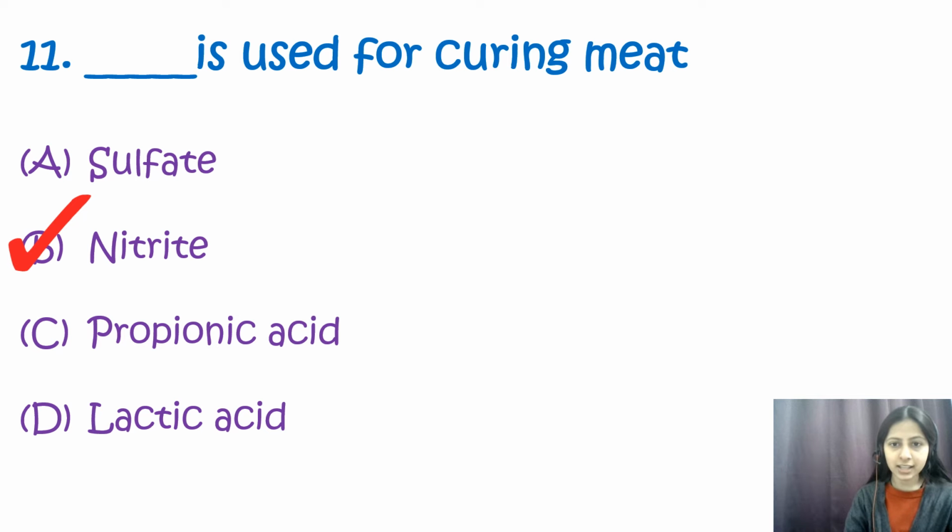Whereas propionic acid is a naturally occurring organic acid that is used as a preservative in some other foods, but not usually in the curing of meat. And lactic acid is also an organic acid which is used for preservation of other foods, say in fermented foods, but not in the curing of the meat. So the correct option will be option B, that is nitrite.